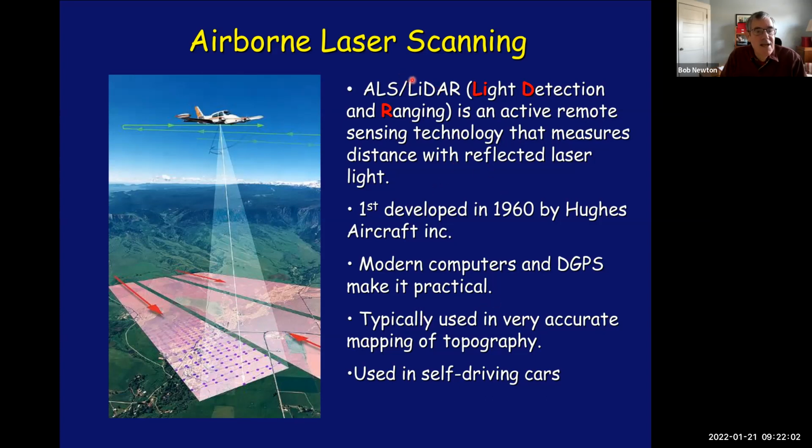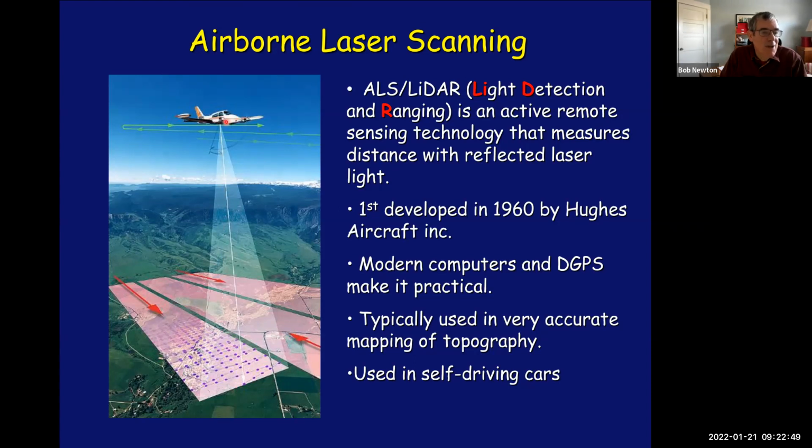We'll be looking at airborne laser scanning using this light detection and ranging system, or LIDAR system. LIDAR was first developed by Hughes in 1960, and the airborne ability to use it was really developed in much more recent times, when we had better computers and better global positioning systems. Essentially, think of it as a laser that you're shooting out of the airplane to the ground, and you're timing how long it takes for the light to go to the ground and bounce back.